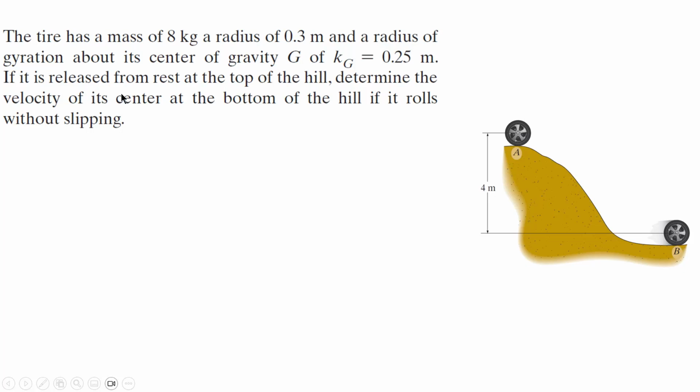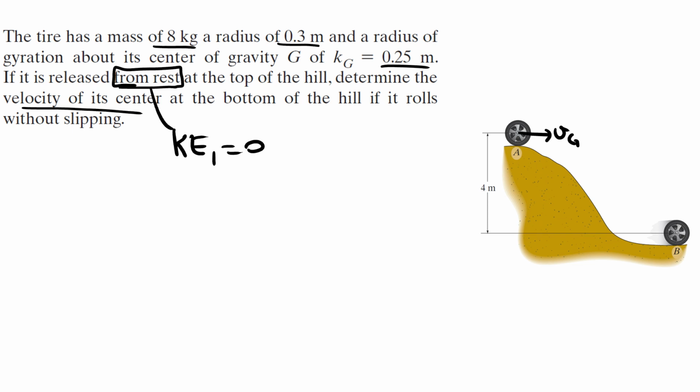First problem is the wheel rotates from point A to point B and it has a mass of 8 kg. The radius is 0.3 meters and the radius of gyration about its center is 0.25, and it is released from rest. So what it means is that kinetic energy at 1 is 0. And determine the velocity of the center.